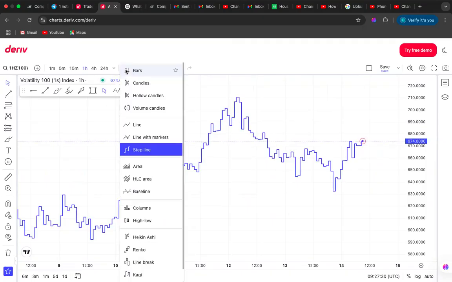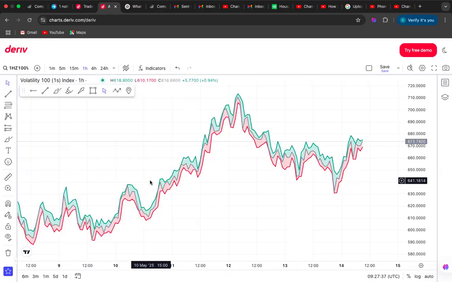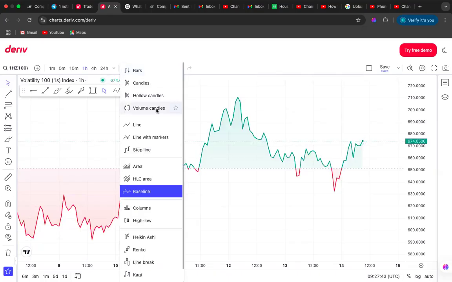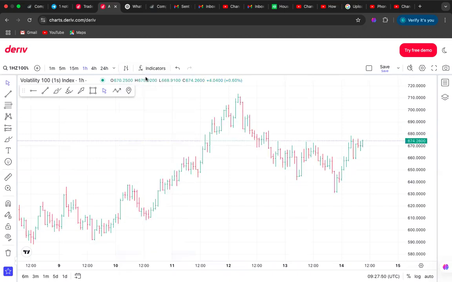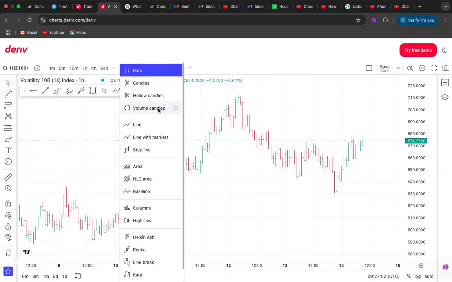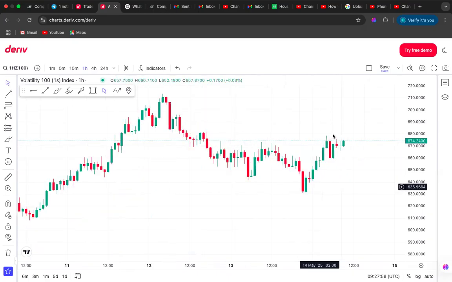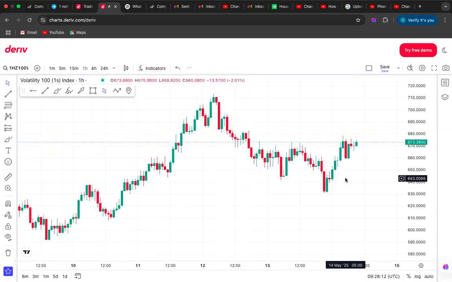There are some people that use this. You can decide you want to use area. There are so many ways to actually check and predict the market. You can decide you want to use this one or baseline or whatever. Or you can decide you want to use hollow candles, or bars. But the popular ones here are candles. The reason they are called candles or candlesticks is because they look like candles. If you look at this, they look like a candle. This is how a candle looks like, and that's why they are called candlesticks. Now candlesticks are of two types, two colors, mainly. So don't let the colors deceive you. You can actually edit this.